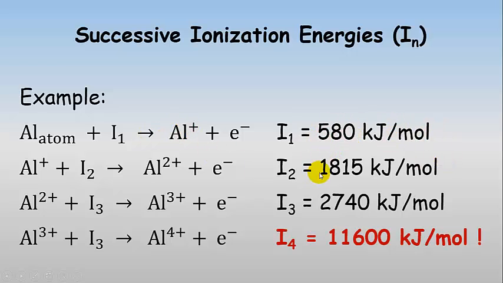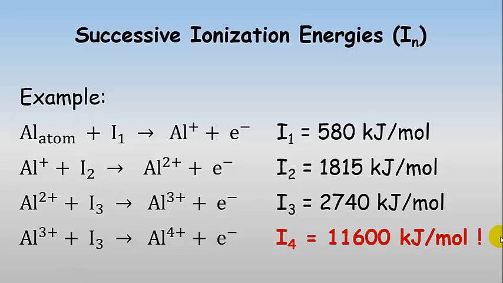We put in 1,815 and we ended up with this cation. We put in another 2,740 and we get this one, all right? Now, look at the fourth ionization energy. So now we have aluminum 3+, and this should say I4. So we're going to put in the fourth ionization energy to make an aluminum 4+ cation, and look how much energy it takes. It takes just tons more energy than the third ionization energy.